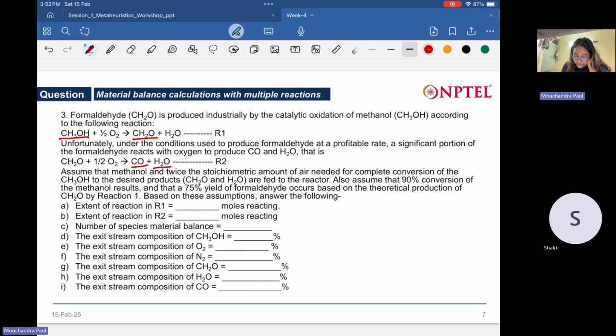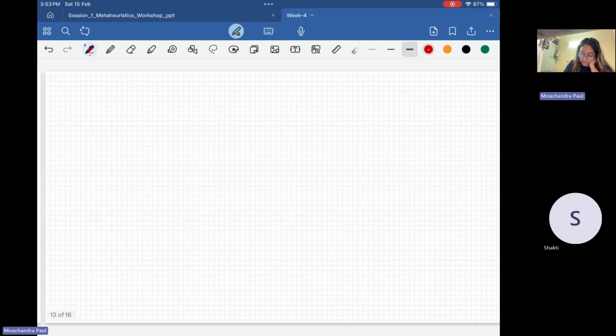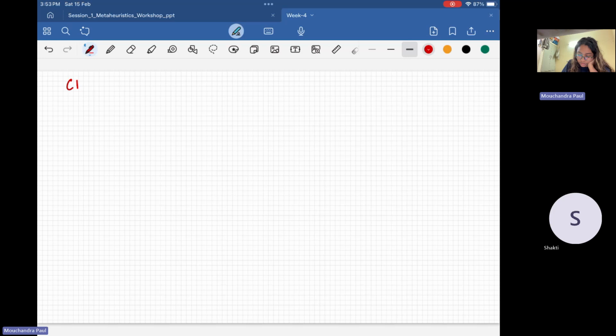Okay. Now there is an assumption: whatever methanol, and we are giving twice the stoichiometric amount of air, all right, these two things are entering. It will lead to complete conversion of methanol to the desired products in reaction 1. So this statement indicates that your methanol is the limiting reactant. Why is it the limiting reactant? Let me explain again.